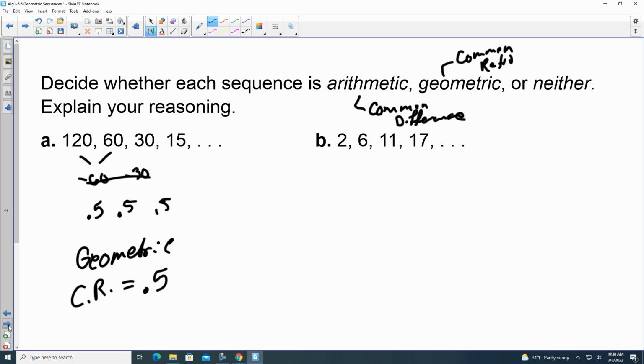Looking at B, first off, let's see if it has a common difference. 6 minus 2 is 4. 11 minus 6 is 5. So I already know that it doesn't have a common difference. Let's see if it has a common ratio. 6 divided by 2 is 3. 11 divided by 6 is 1.83 repeating. So it doesn't have a common difference, doesn't have a common ratio. So this is an example of neither.